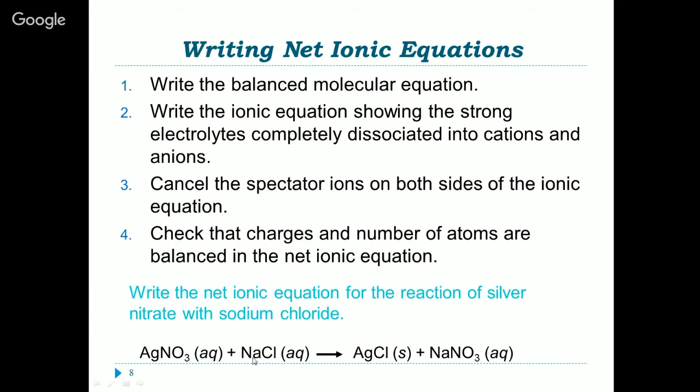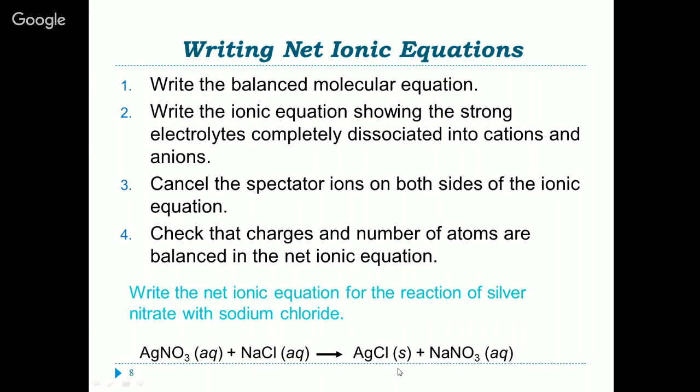I would also see that I have a sodium ion on this side and a sodium ion on this side. Those will cancel out, leaving us with our net ionic equation of Ag plus, that is aqueous, plus Cl minus, which is aqueous, to leave us with silver chloride solid. The net ionic equation, once again, is Ag plus aqueous plus Cl minus aqueous yields AgCl, which is solid. The Na plus and the NO3 minus are your spectator ions.